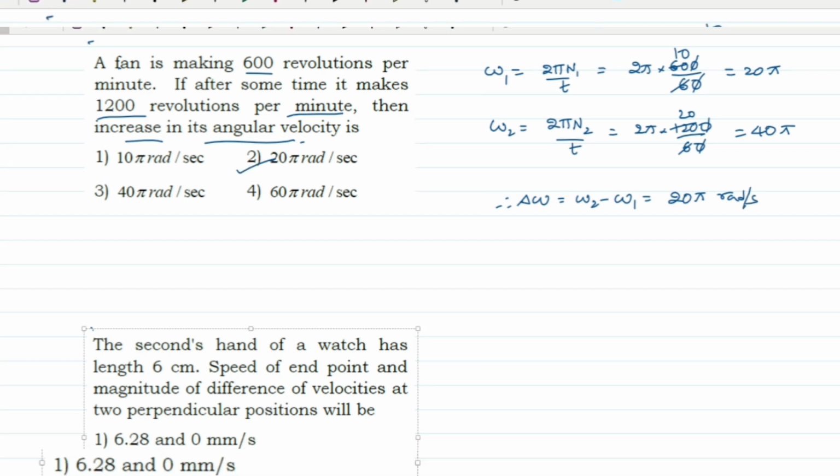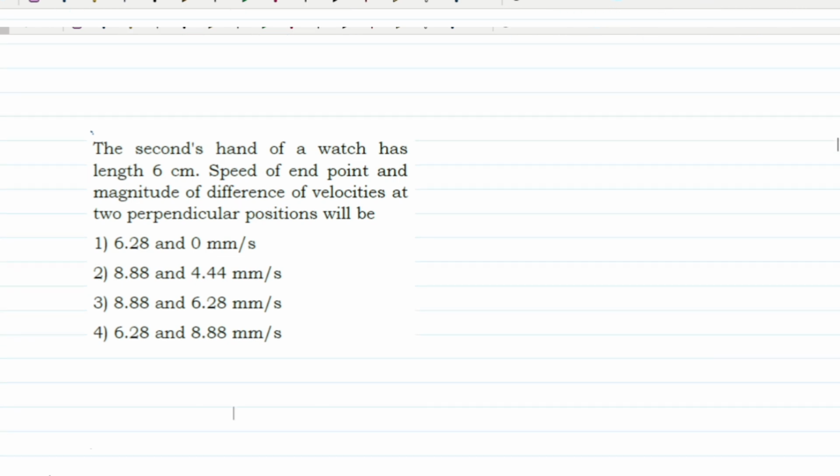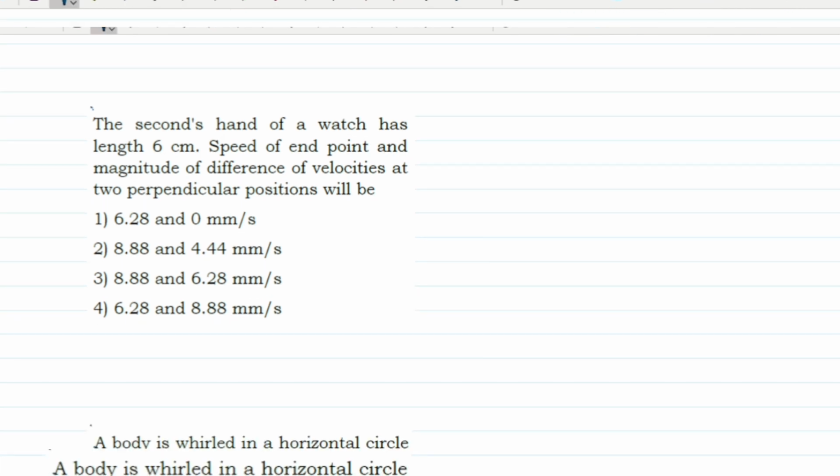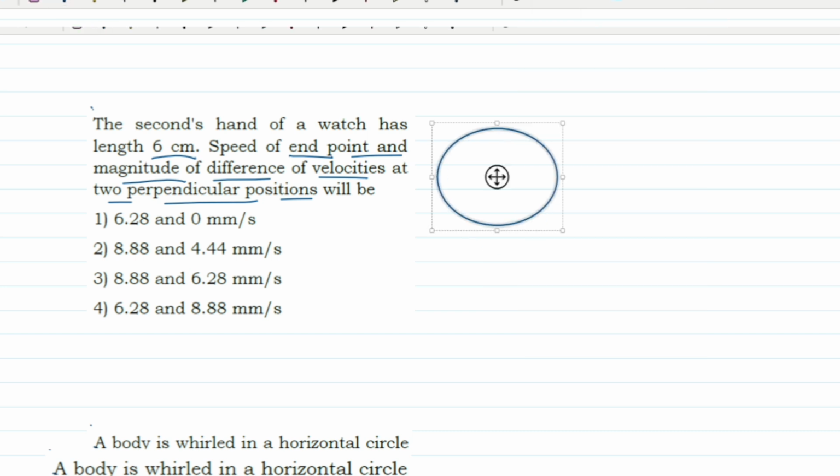Let us see the next question. The next question says the second hand of the watch has a length of 6 centimeters, and they are asking for the speed of the endpoint and the magnitude of the difference of velocities at the two perpendicular positions.